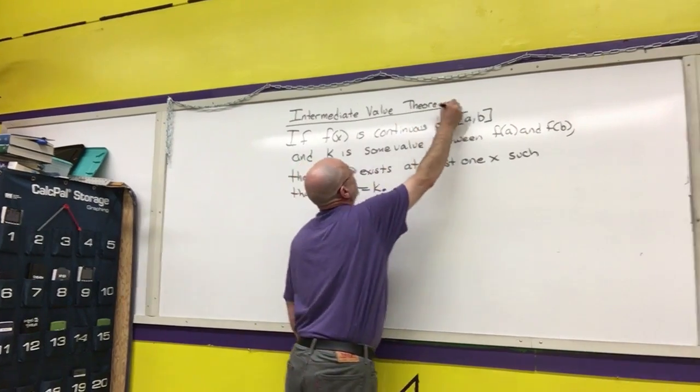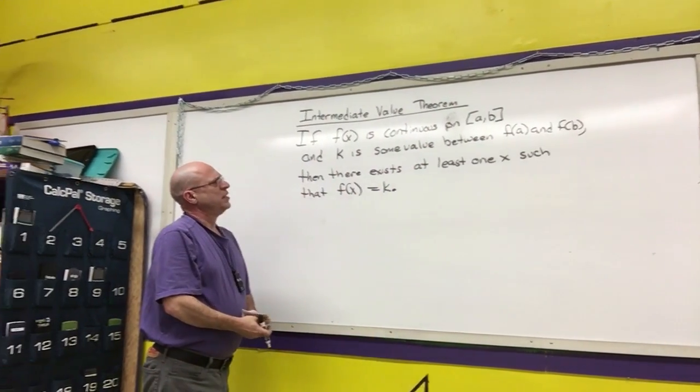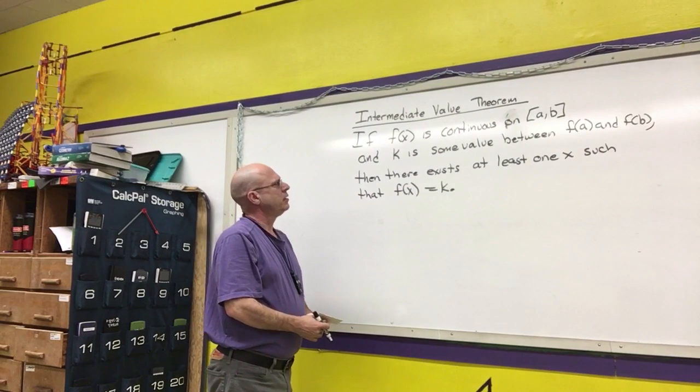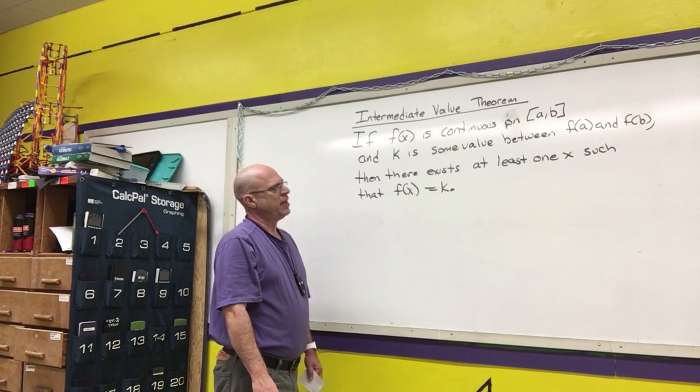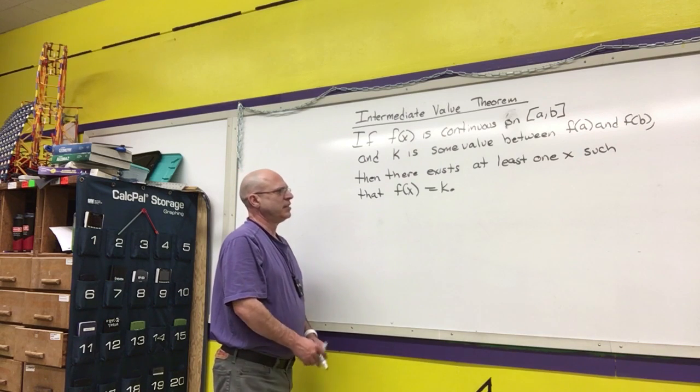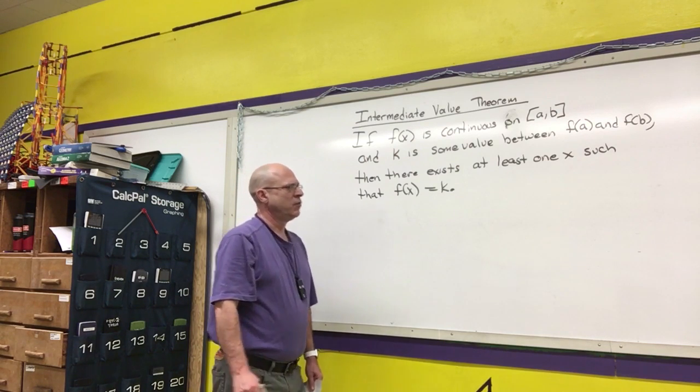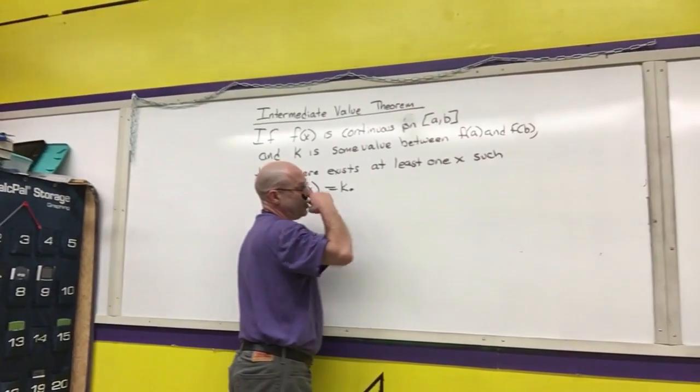So one more time. If f of x is a continuous function on the closed interval A, B, and k is some value between f of A and f of B, then there exists at least one x such that f of x equals k. This may be easier to see on a graph.